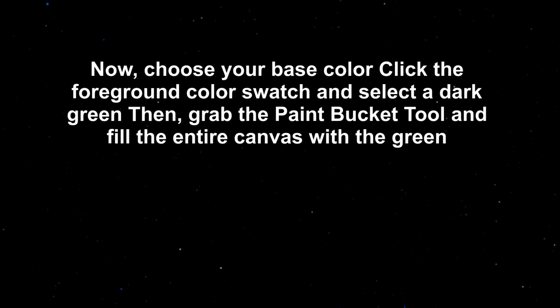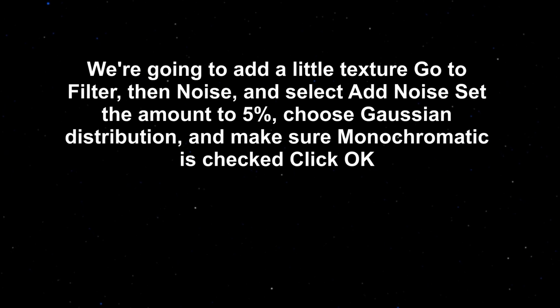Click the foreground color swatch and select a dark green. Then, grab the paint bucket tool and fill the entire canvas with the green. We're going to add a little texture.